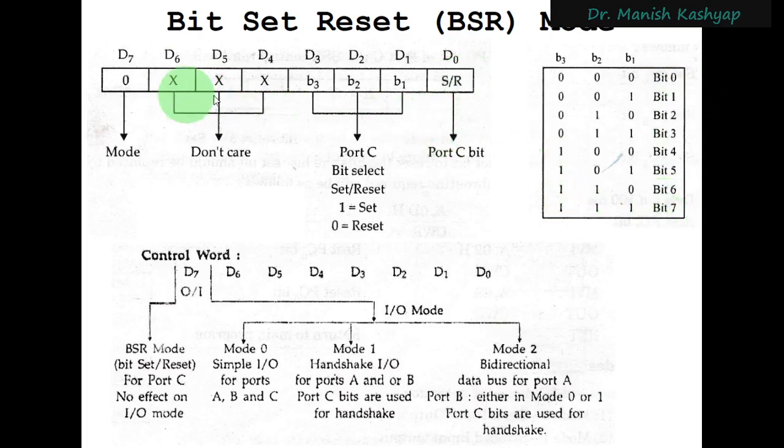So this is as simple as that, right? So BSR mode is very simple. It is applicable to port C, and in port C, you can set or reset any bit as you want.